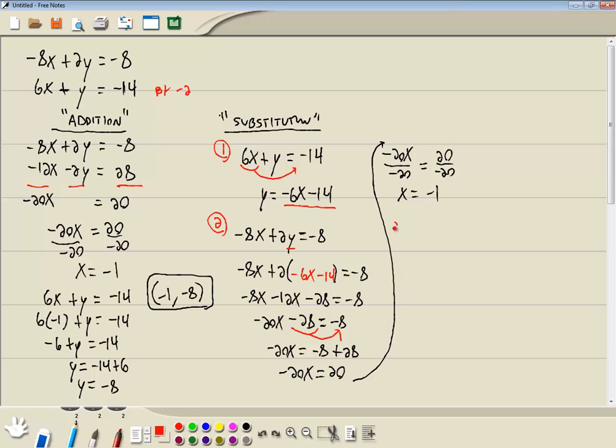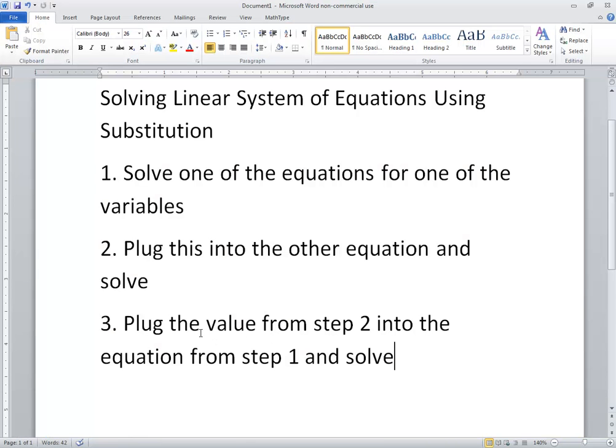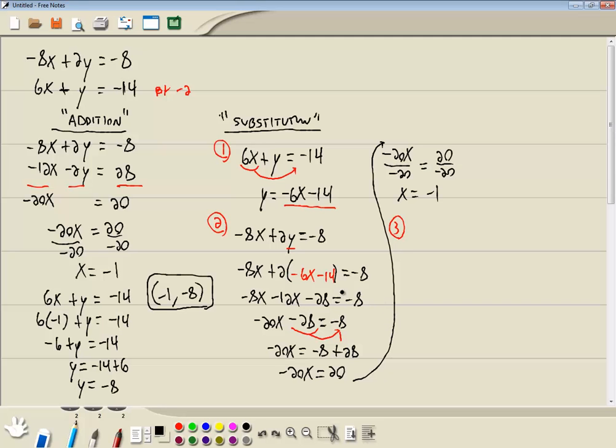Now step 3. Pretty specific about this. I say plug the value from step 2 into the equation from step 1 and solve. When I say the equation from step 1, I'm talking about the last step of step 1. This will always be solved for the other variable. So this is going to always be the easiest one to plug it into.